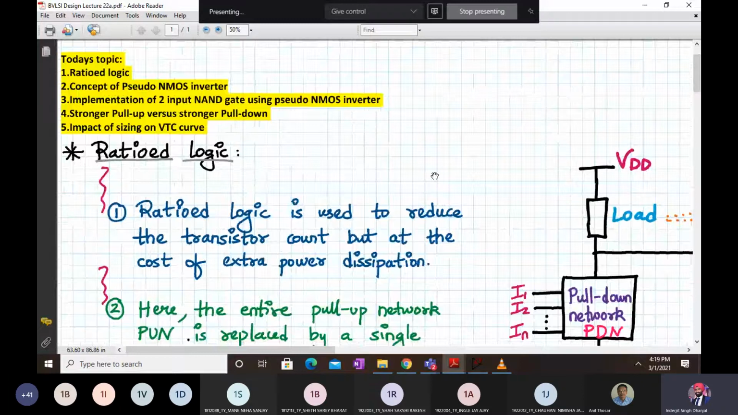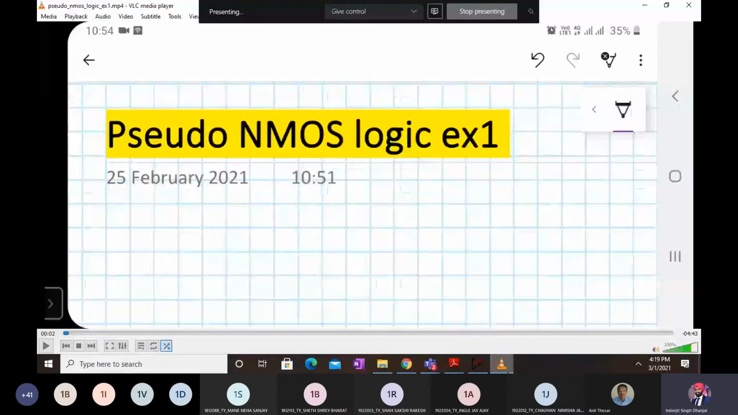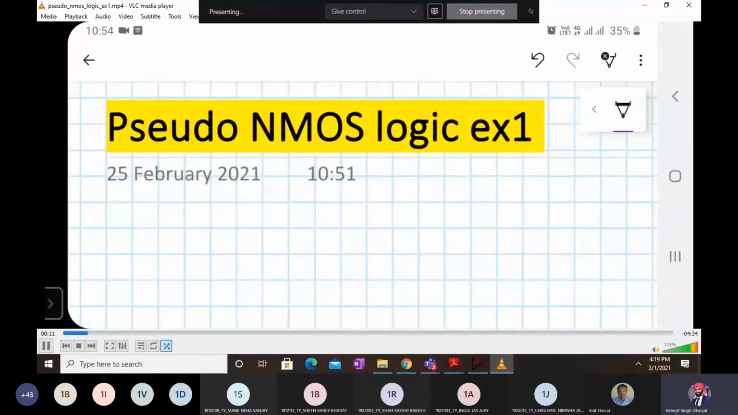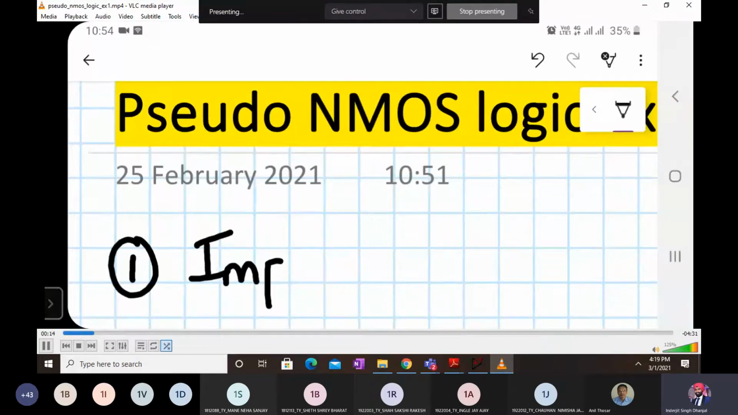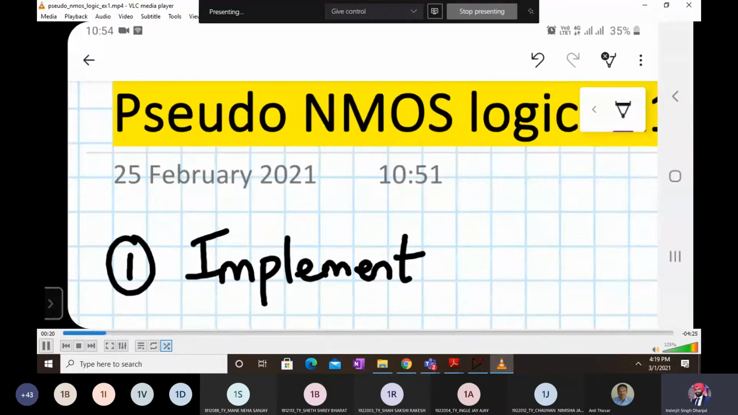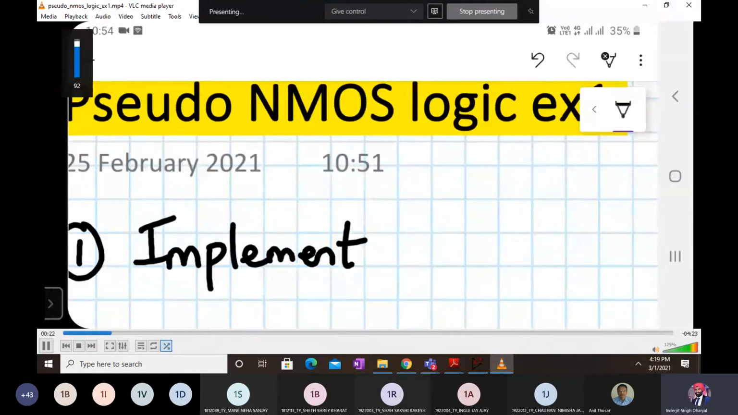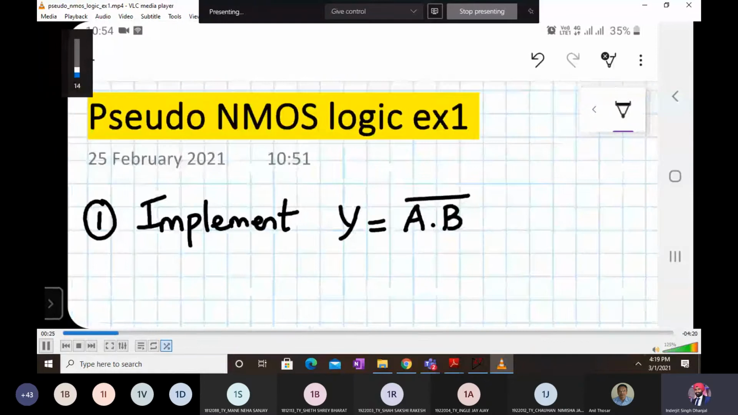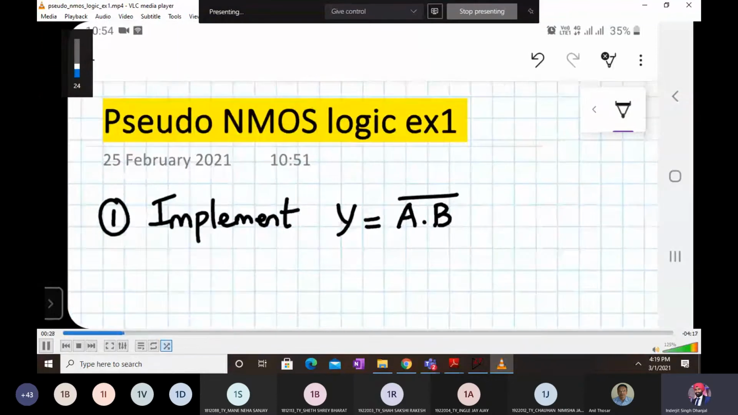So let me directly start with implementation of a two input NAND gate. So if you have your books, please note it down. This is the pseudo NMOS logic implementation of a NAND gate. So hello everyone. Today we are going to implement a simple example of a pseudo NMOS logic. So let us implement a NAND gate. For NAND gate we have to write y is equal to a dot b the whole bar, using pseudo NMOS logic.